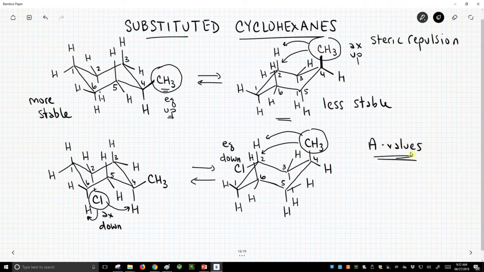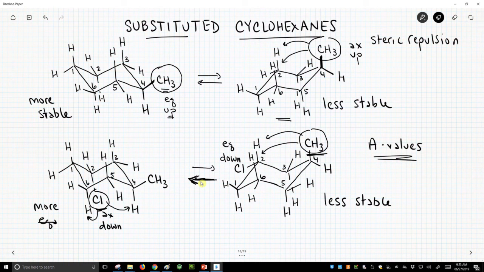You can look these up on Wikipedia, and there's no reason to memorize these values. But it turns out methyl is bigger than chlorine. So, as it turns out, the cost of putting our methyl group in the axial position is greater than the cost of putting the chlorine group. Therefore, this would be less stable. This would be more stable, and our equilibrium would reflect that. We would tend to favor the left-hand structure.